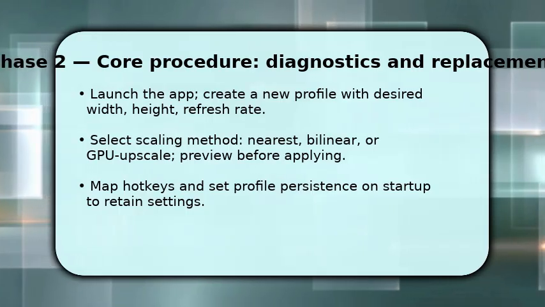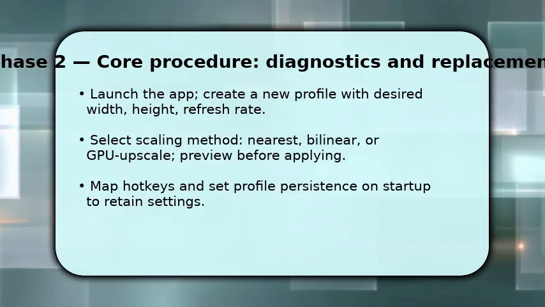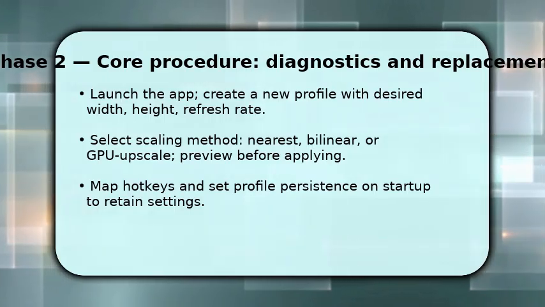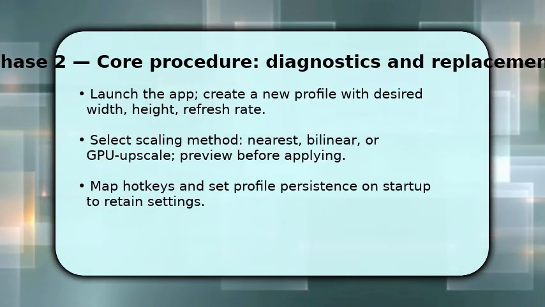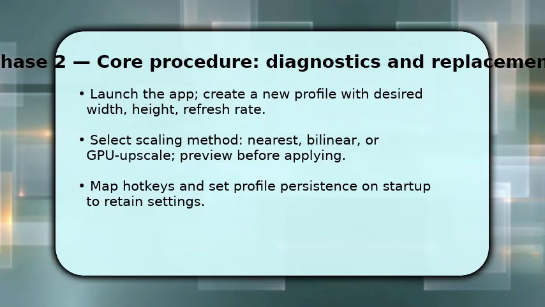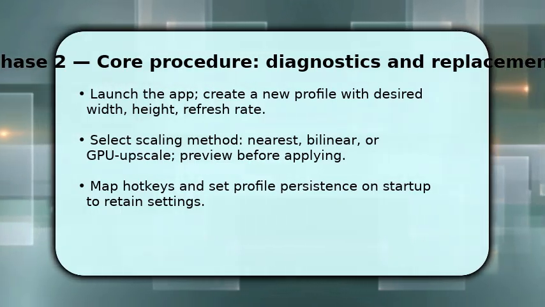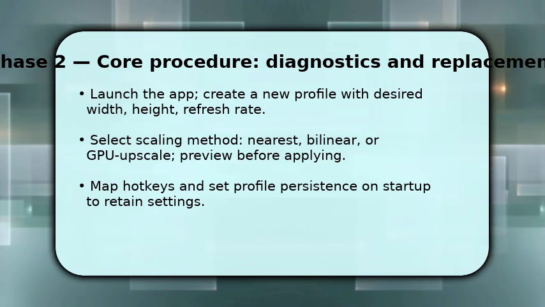Once configured, choose a scaling method: nearest for speed, bilinear for smoother edges, GPU upscale for quality, and preview the result. Then assign hotkeys for instant switching and enable profile persistence on startup so settings survive reboots. This approach streamlines testing and reduces repetitive work.